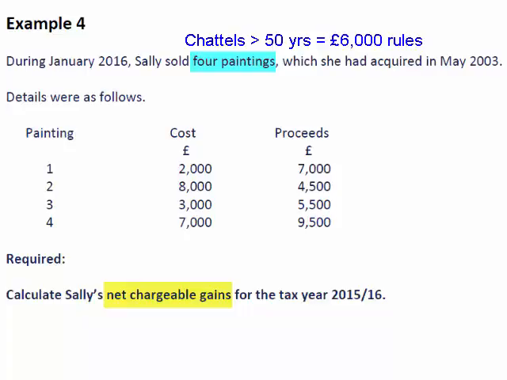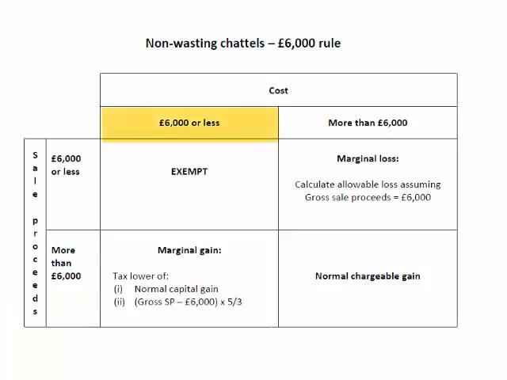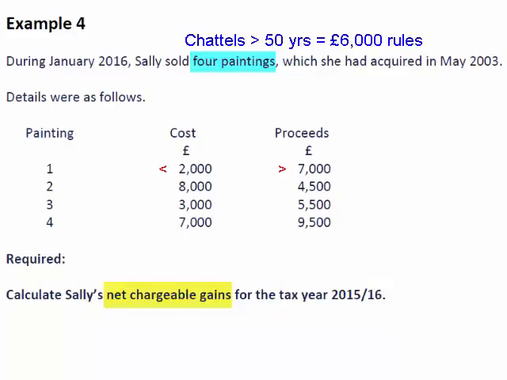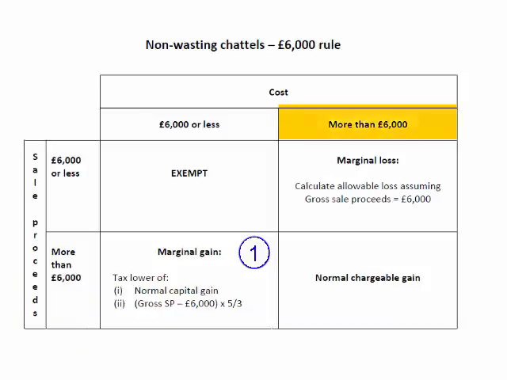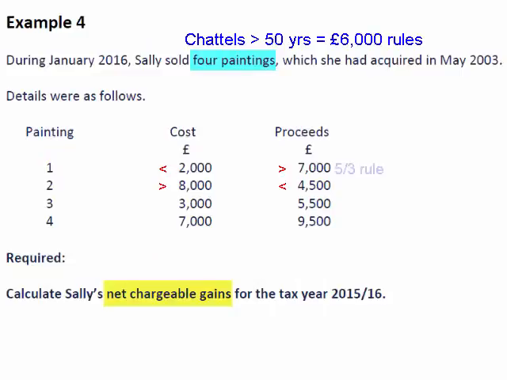The first painting was acquired for £2,000, which is obviously less than £6,000, but sold for more, £7,000. So it will fall in the box for cost of £6,000 or less, proceeds of more than £6,000, and therefore it will be a marginal gain. So that first disposal falls in this box here. The second painting was bought for more than £6,000 and sold for less than £6,000. So again, going to the table, it was bought for more but sold for less. So painting number 2 is a marginal loss, and the proceeds will be deemed to be £6,000. Let's just note those two on here.